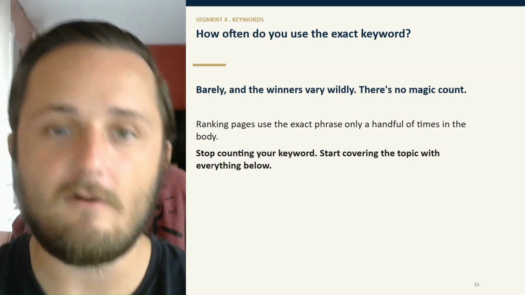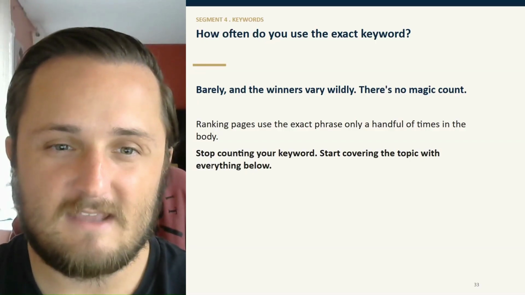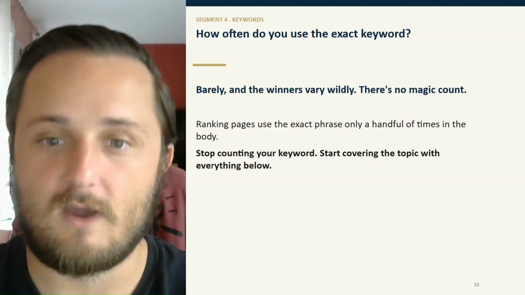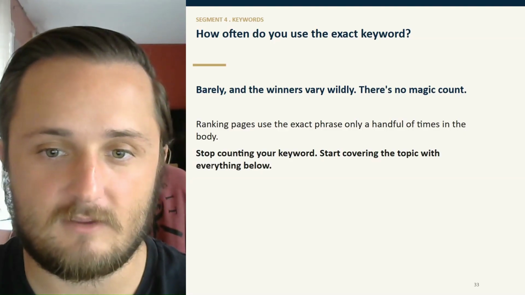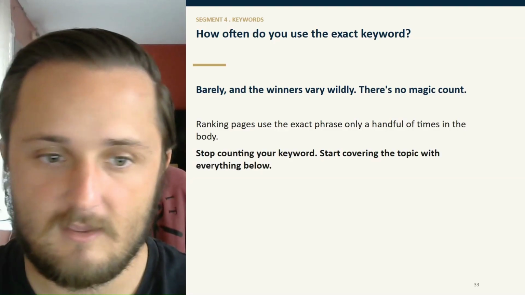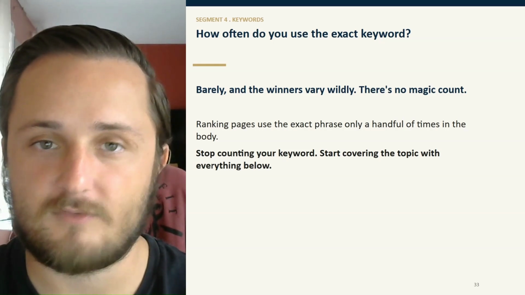So, how often do you use the exact keyword? Barely, and the winners vary widely. There's no magic count. Ranking pages use the exact phrase only a handful of times in the body. So, stop counting your keyword, start covering the topic with everything below.